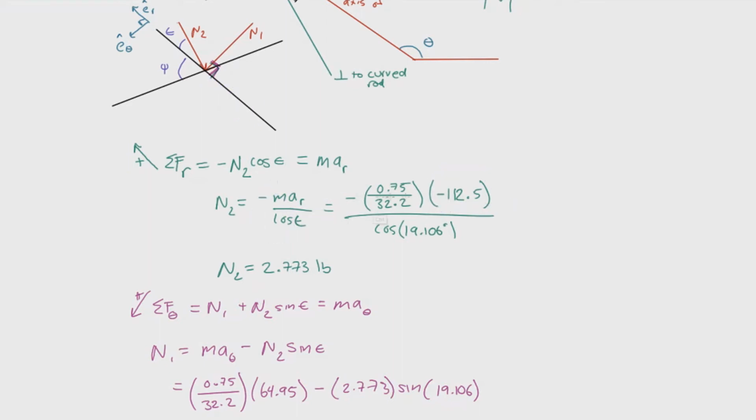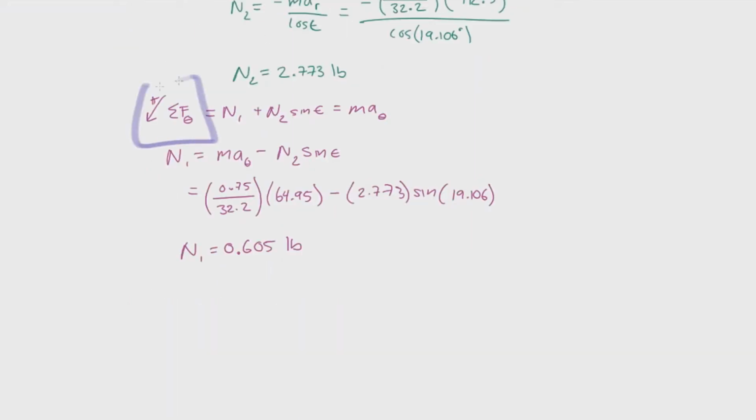Then we plug in the values for mass, and again, remember that we're in US customary units, so we have to use slugs. So we divide the weight in pounds by gravity, which is 32.2 feet per second squared. Then we get a value for N2, which is 2.773 pounds. We repeated the process in the theta direction and said this is the positive direction. So again, this is e_theta, and this is e_r. We got this equation, and all we did was solve for N1 by subtracting this on both sides of the equation, plugged in some numbers, and what we got was N1 equals 0.605 pounds.